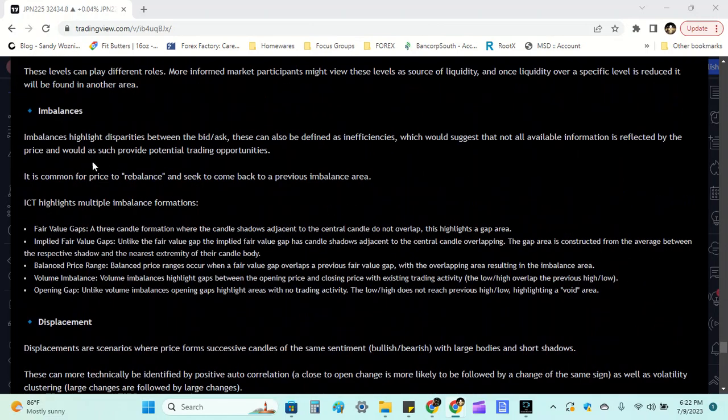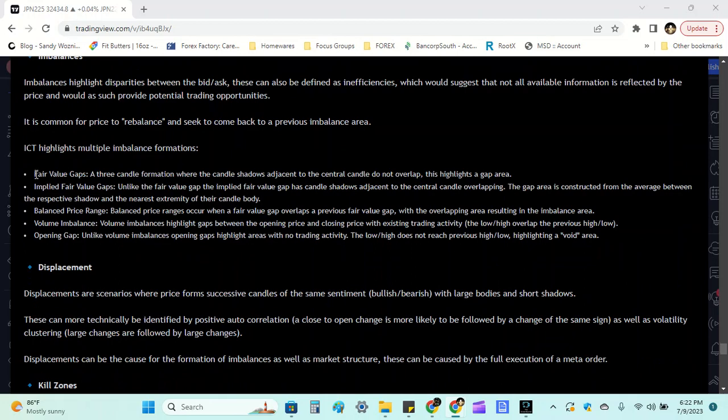Imbalances. Imbalances highlight disparities between the bid-ask. These can also be defined as inefficiencies, which would suggest that not all available information is reflected by the price and would, as such, provide potential trading opportunities. It is common for price to rebalance and seek to come back to the previous imbalance area. ICT highlights multiple imbalance formations, and that is explained by fair value gaps, implied fair value gaps, BPR, balance price range, volume imbalance, and opening gap. I'll let you go through this. I mean, some people know what all those things are, but you can read through that, especially if you're interested in the indicator.